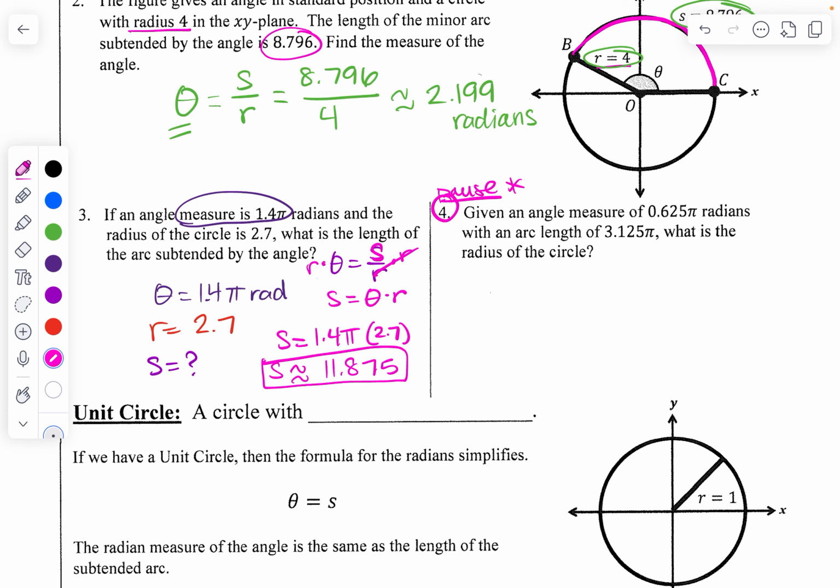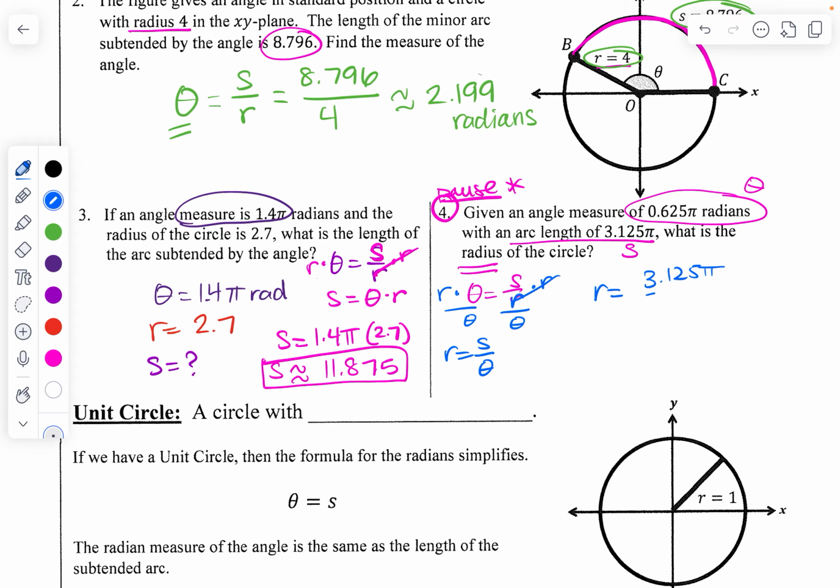All right, let's see if you got the same thing as me. Again, we're given the measure of the angle in radians, and what the arc length S is. What's the radius? If theta equals S over R, how do we find R? Well, R is in the denominator, so I'm going to multiply by R, then get it by itself, so we divide by theta. We get R equals S over theta. So here we go: R equals S, which is 3.125 pi, divided by theta, which is 0.625 pi radians. The pi's cancel, and in your calculator, 3.125 divided by 6.25 is approximately 5.